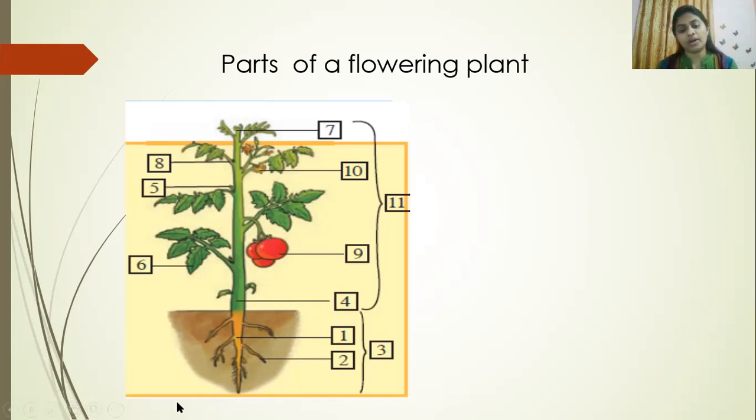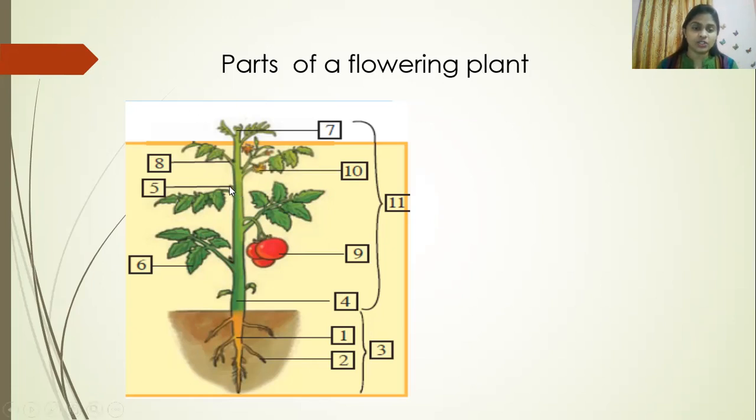Right, so number 1 and 2 are called root system. Both together we call it root system. Tap root and fibrous root. What is number 4? This one. This is the stem of the plant, isn't it? This is the stem. Then number 5, we call this lateral buds. You know flower buds, right?